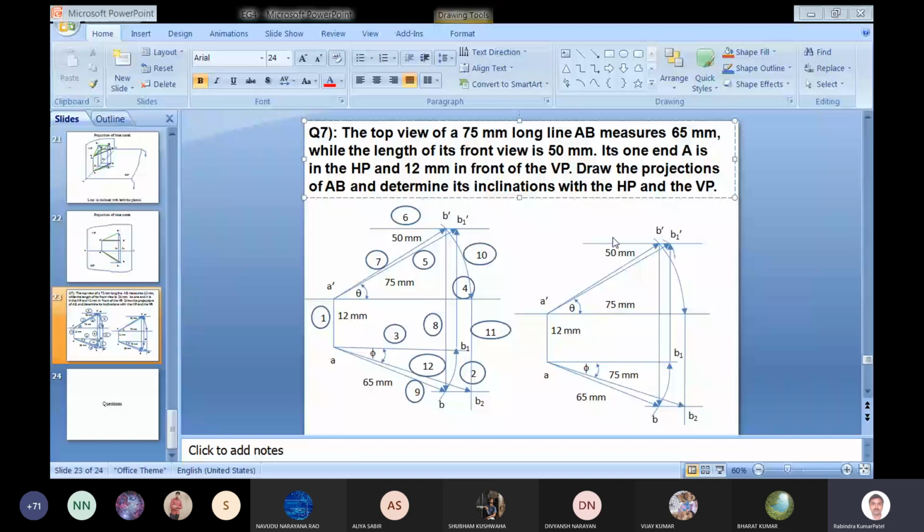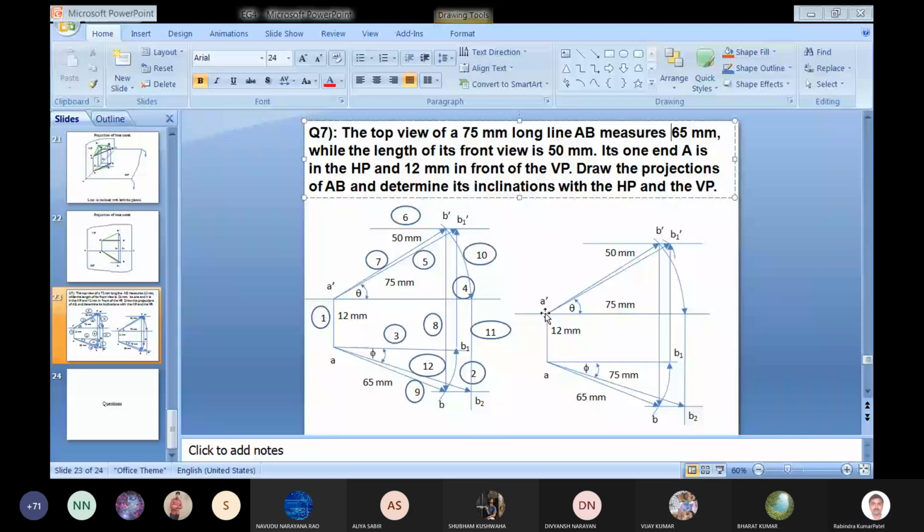This horizontal line we can easily draw because we have already got this point B1 dash. So we can draw this horizontal line and take a length of 50 millimeters, which will be the front view, and it is drawn in the vertical plane. We can just cut an arc. We will have this point B dash. So we can have any place on this horizontal line where we can get the point B dash. So we have got A dash, B dash.